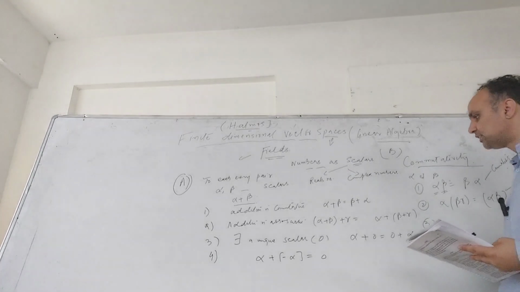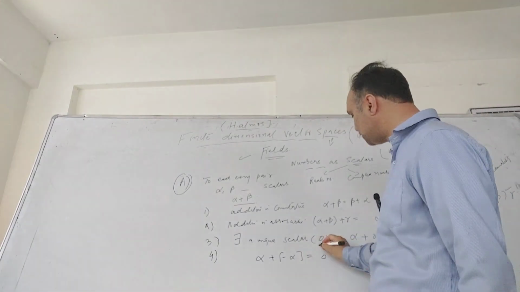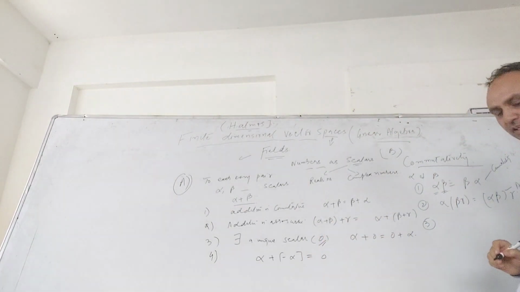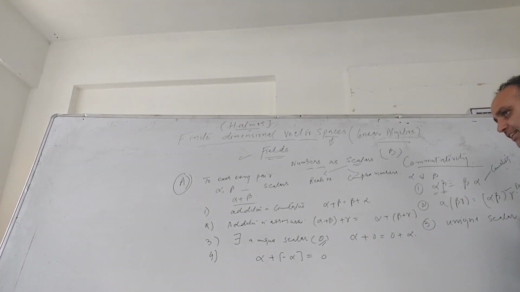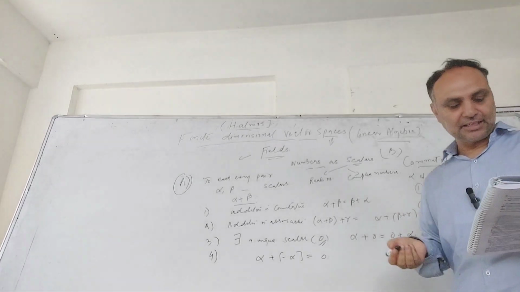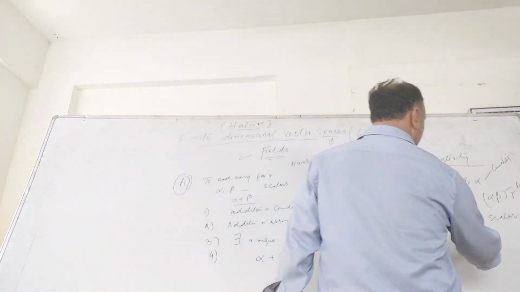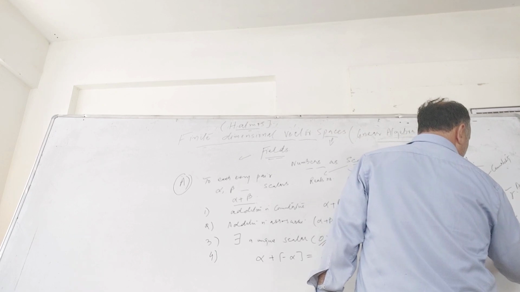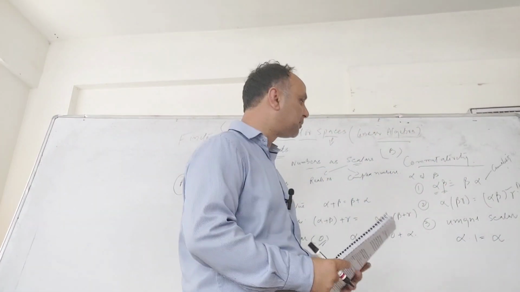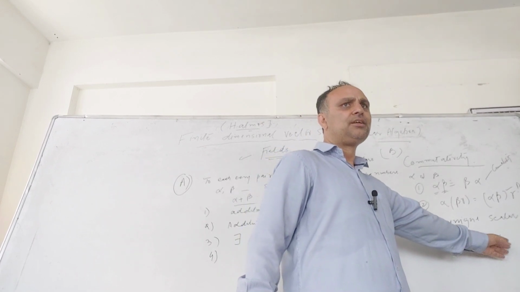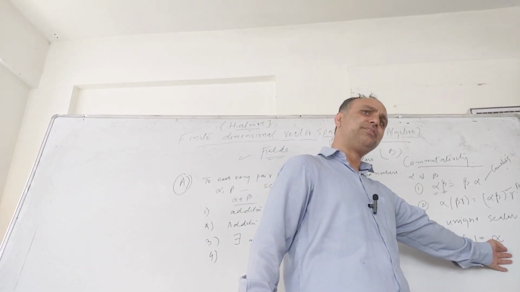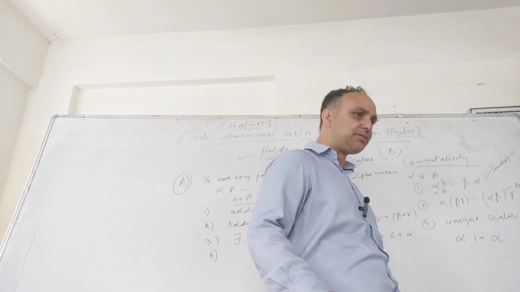And the third property is, just like we have a unique scalar 0 in terms of addition, there should be a unique scalar for multiplication. Here the unique scalar is, for example, a number called 1, such that alpha into 1 is equal to alpha. So the multiplication of that unique scalar with this scalar will not change it. It will leave it intact, the same as it was previously.